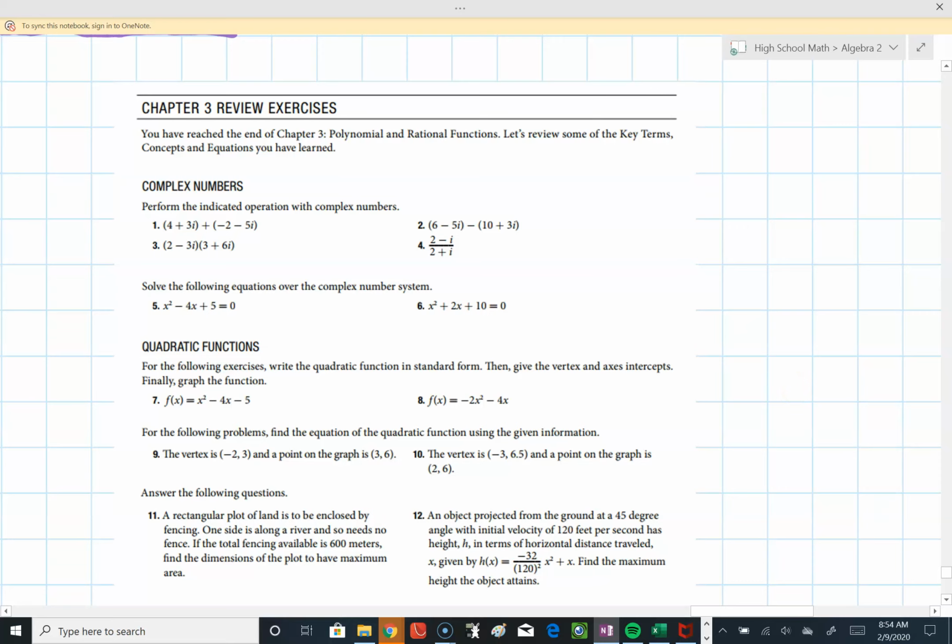These are the chapter 3 review exercises. I'm going to do some problems. Obviously, these ones I'm doing have a high probability of seeing them on the test.